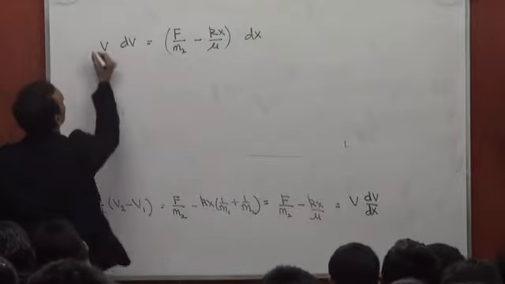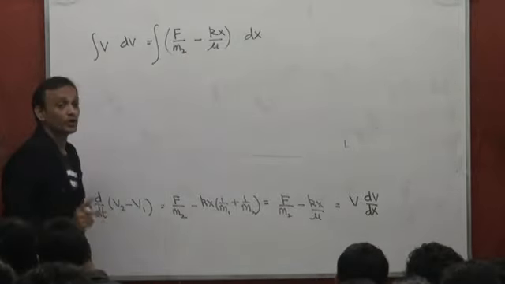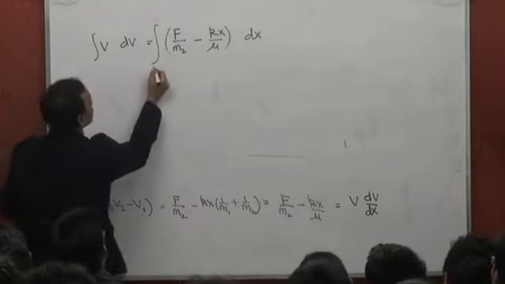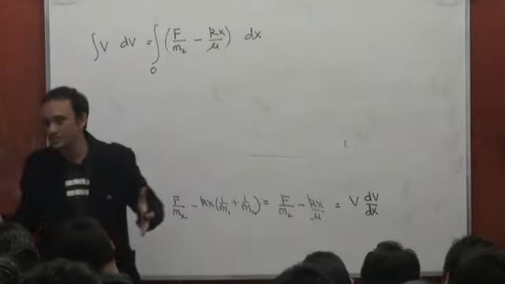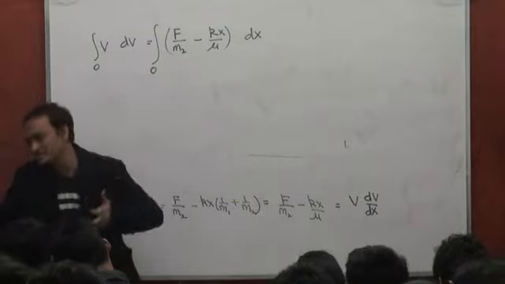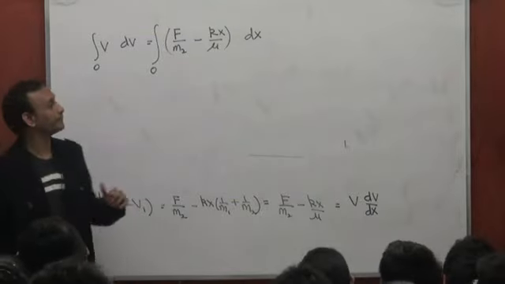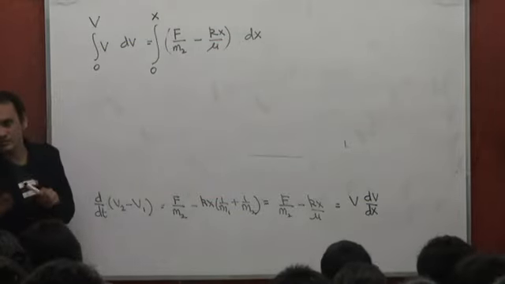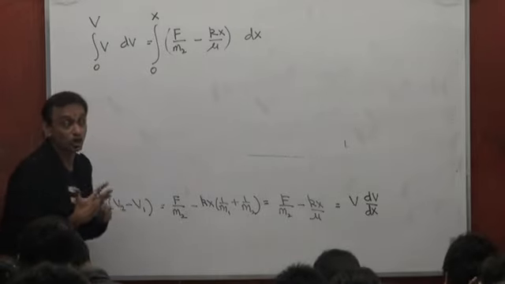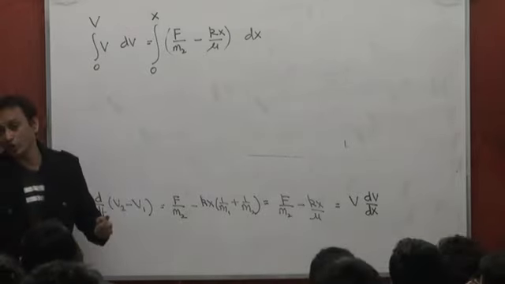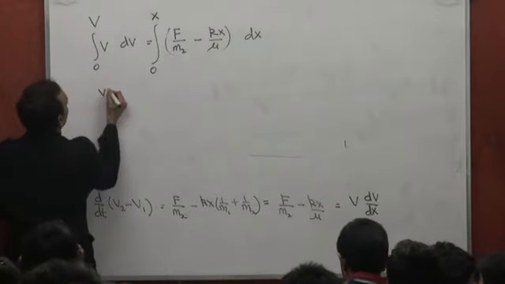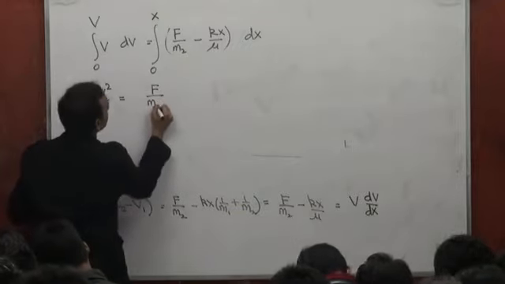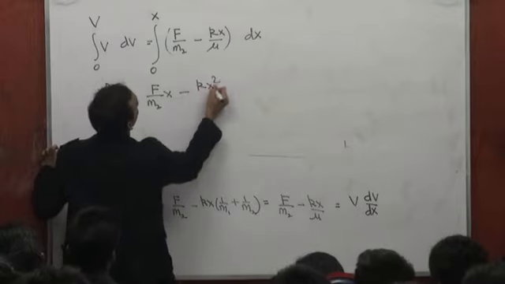Right? Obviously, you want to now integrate both sides. In the initial state when x was 0, we started with no elongation, the spring in its natural, relaxed state. The relative velocity was 0 because both masses had 0 velocity when we started, right? And when x is x, let's say v is v. So this will give me v, the relative velocity, as a function of elongation x. I get v squared by 2, when I supply the limits, is F by M2 into x minus kx squared by 2 mu.